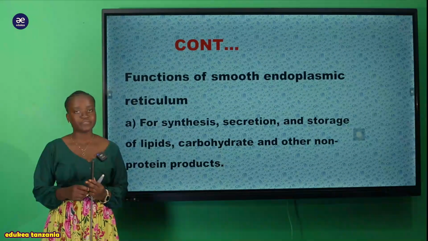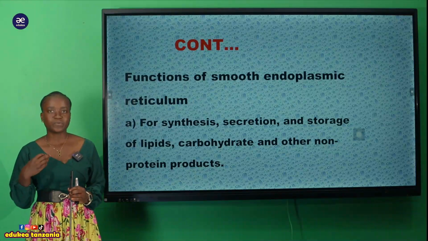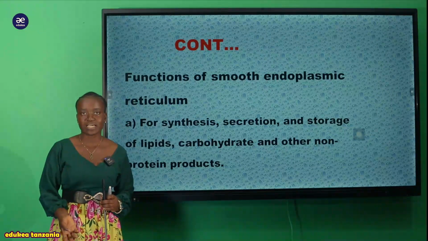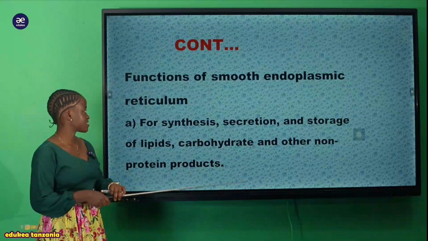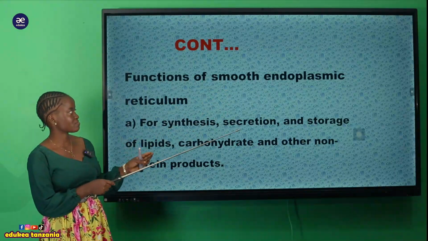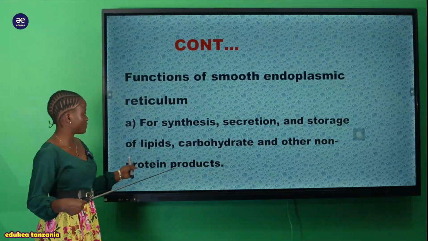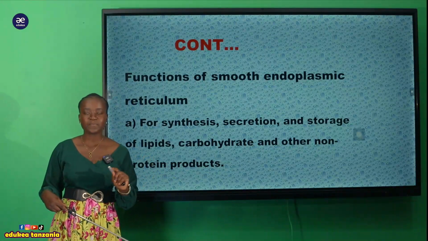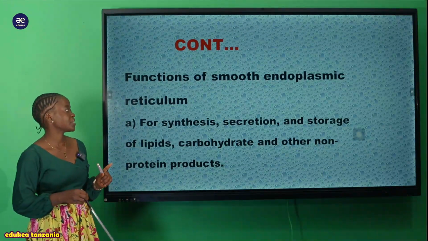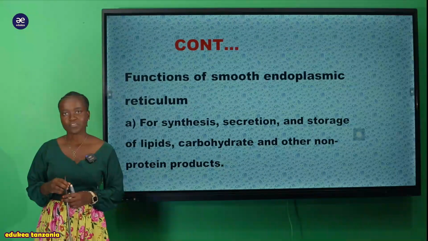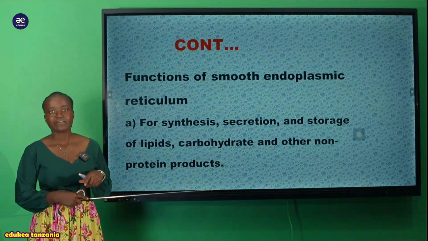All forms of carbohydrate, that is, we are talking about monosaccharides, disaccharides, and polysaccharides. All of them are carbohydrates. So where are they synthesized? They are synthesized in this structure, the smooth endoplasmic reticulum. And also you can see other non-protein products. All non-protein products are secreted and stored, and also synthesized, within this structure ambayo tunaita smooth endoplasmic reticulum.